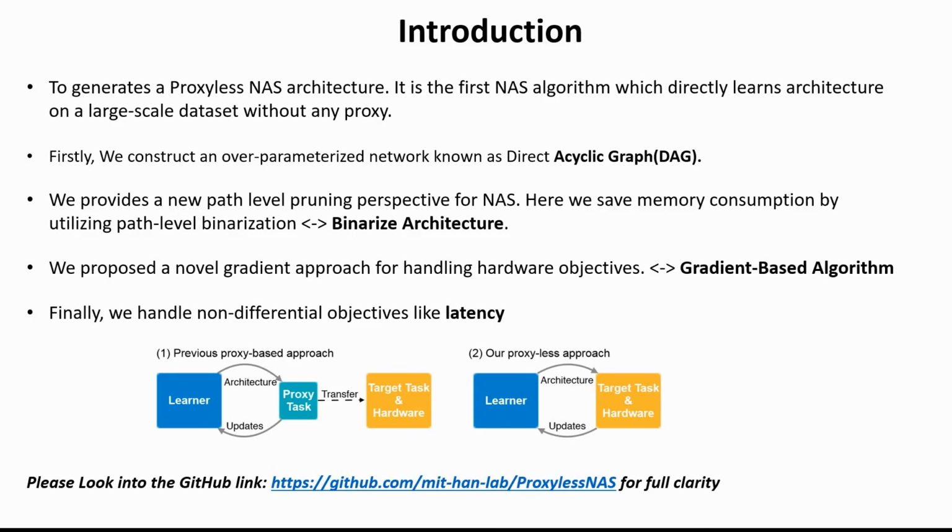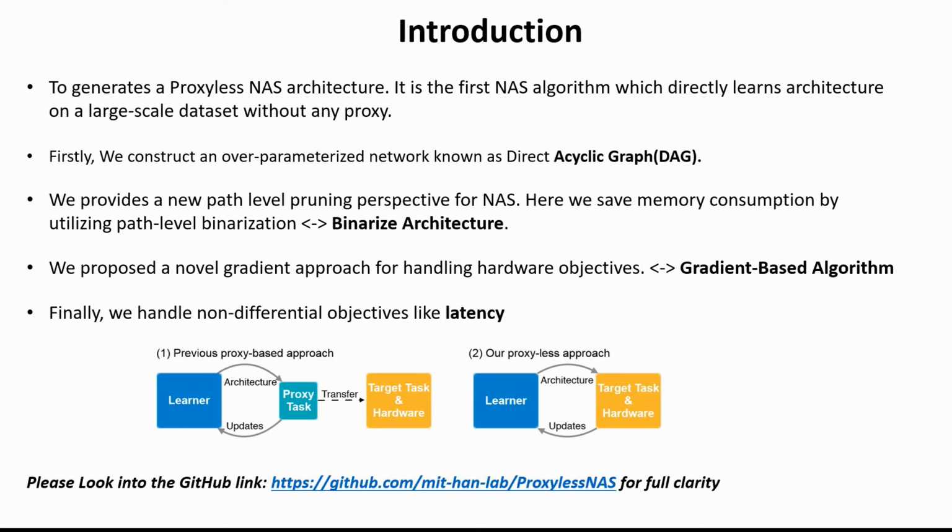First of all, what does ProxylessNAS architecture mean? As you can realize from the name, ProxylessNAS means an NAS architecture without a proxy. To generate a ProxylessNAS, firstly, we construct an over-parameterized network known as a DAG, that is, a Directed Acyclic Graph. Then we provide a new path-level pruning perspective for NAS, that is, we look into a single path at a specific interval of time, which is also called a binarized architecture.